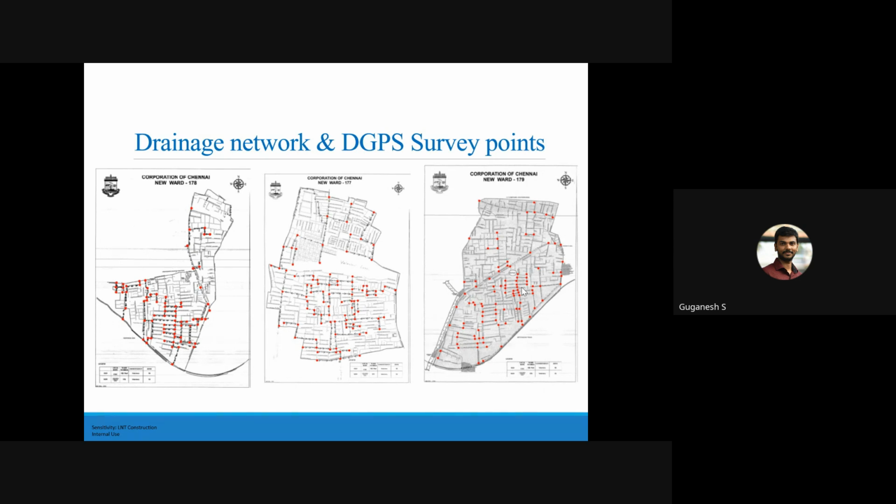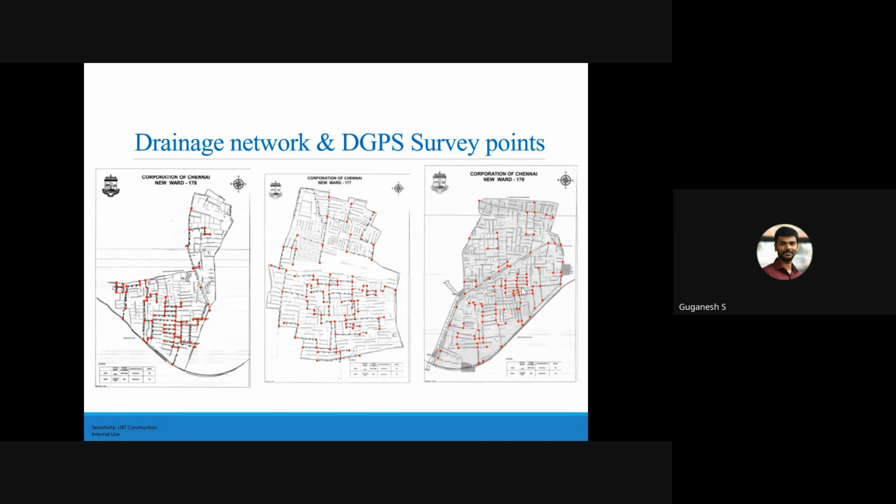We have taken two major spots: one is Velachery and the other is the Adyar River. For the Velachery area, we collected the drainage network map from the Chennai Corporation. These are the three wards representing the Velachery area: 178, 177, and 179, and the red color points represent the DGPS survey that was carried out. We took the DGPS instrument to each location of the stormwater network, and extracted the elevation of the manholes and the stormwater corners wherever there is a change in direction.